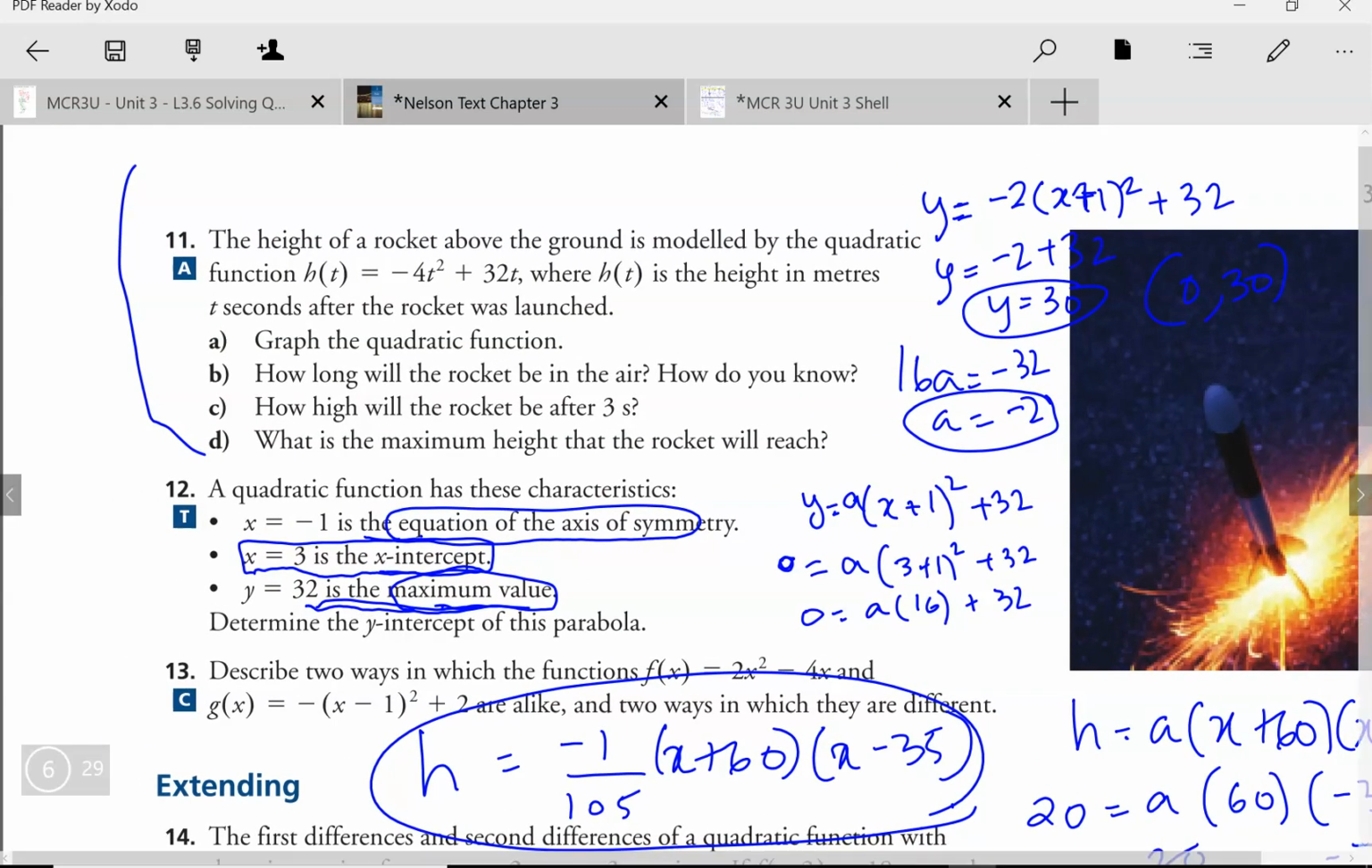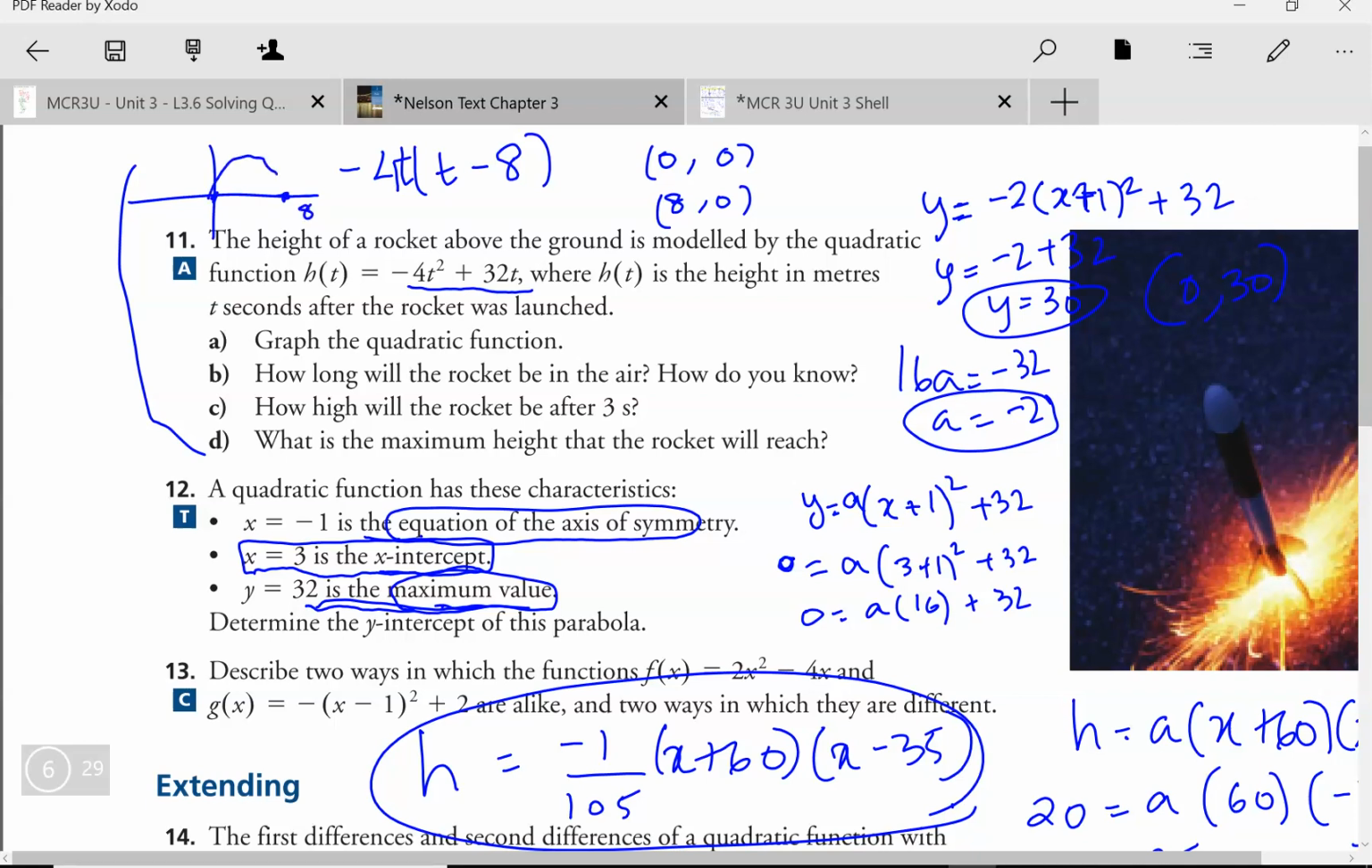Let's see. Hopefully we know how to graph this. How long will the rocket be in the air? So let's look at this: negative 4t squared plus 32t. Again, there's no constant, so I can easily factor out a 4t to get this. So I have my symmetrical points, which are (0, 0) and (8, 0). So my graph is going to look something like this, ending at 8. So I know the rocket will be in the air for 8 seconds because it started at 0 and then landed back on the ground after 8 seconds.